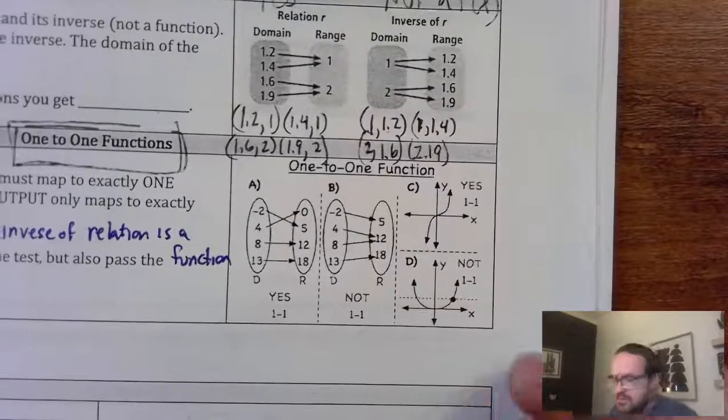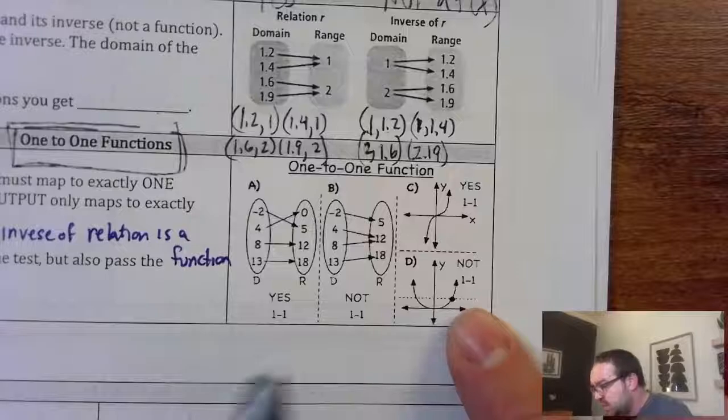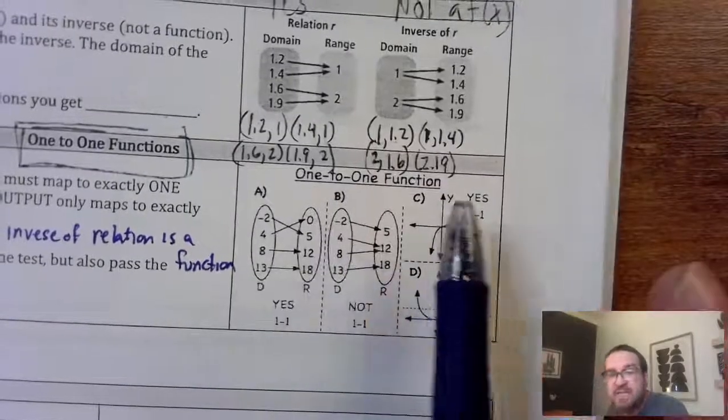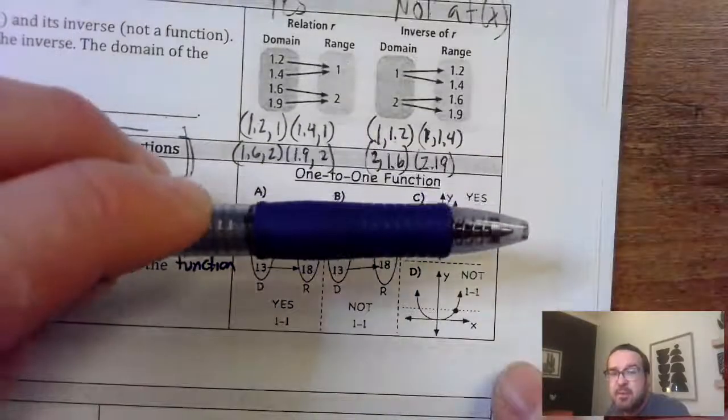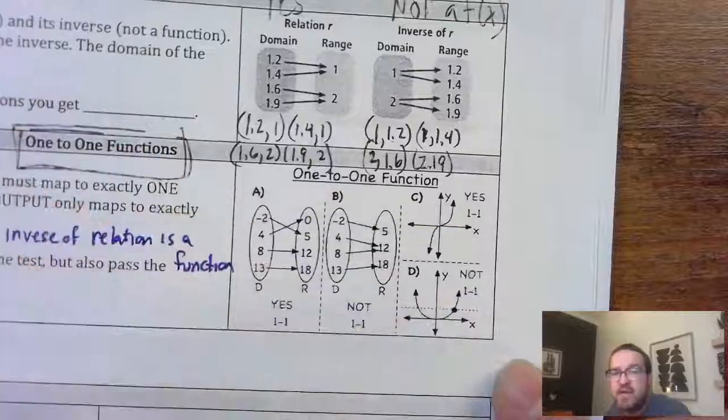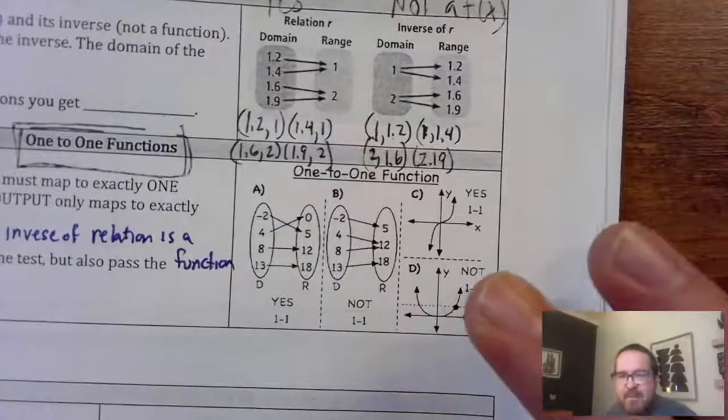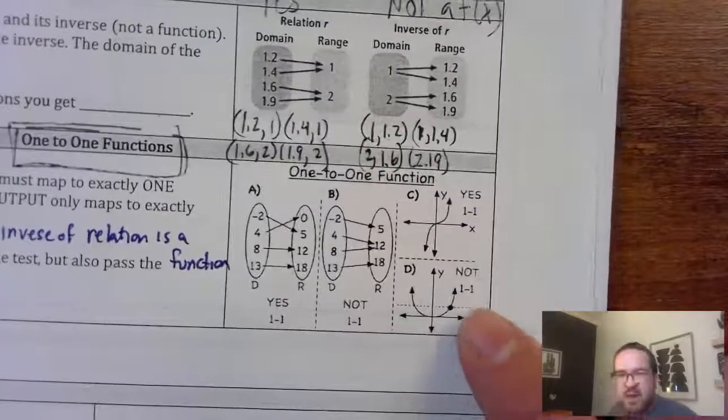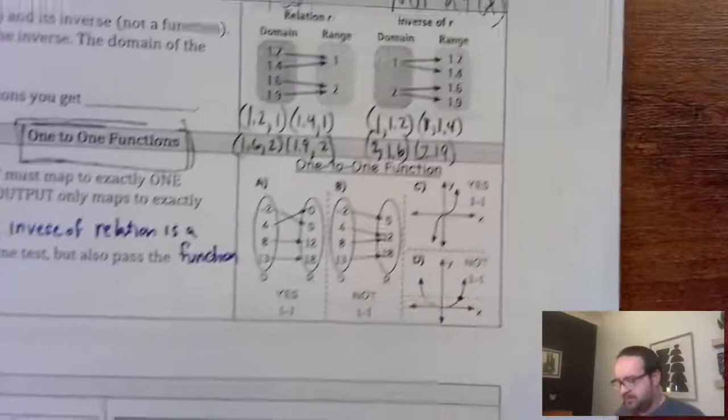All right, you can see here clearly that letter D passes the vertical line test, but the moment I try to pass it through a horizontal test, it does not pass, therefore it is not one-to-one. All right, so let's do some quick practice here.